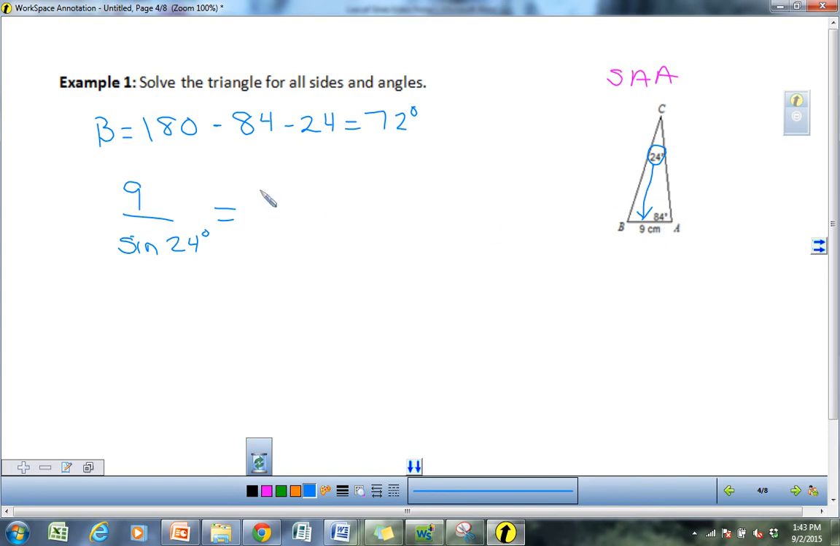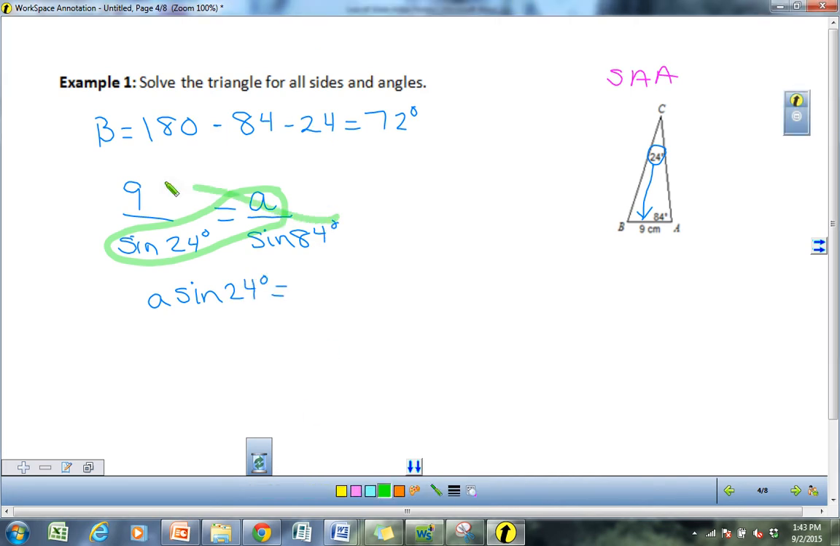So I don't know side a, and this is going to be hard to differentiate between my 9 and my a, but side a over sine 84 degrees. Now, I don't know if you remember from previous years, but when we have a fraction equal to a fraction, we want to cross multiply. So I'm going to have a times sine 24 degrees equals 9 times sine 84 degrees. And again, please make sure that's a 9 here, that's an a.